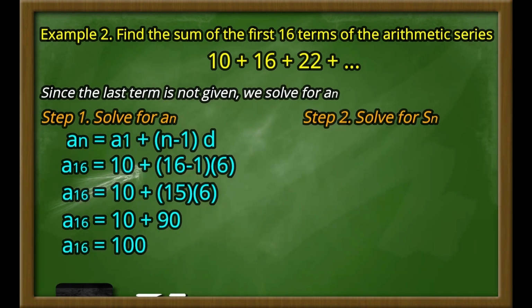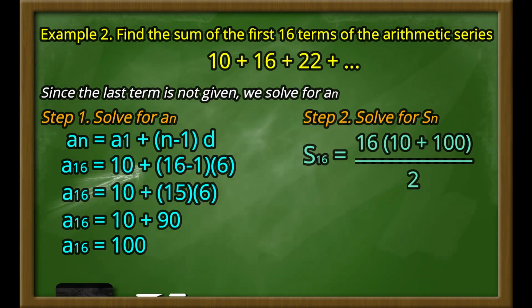Substituting A sub 16 to the summation formula, we'll have S of 16 is equal to 16 times the quantity 10 plus 100 all over 2. The sum of the first 16 terms of the arithmetic series is therefore 880.